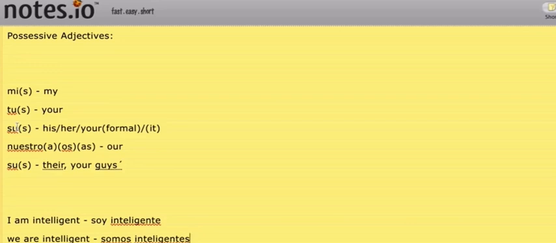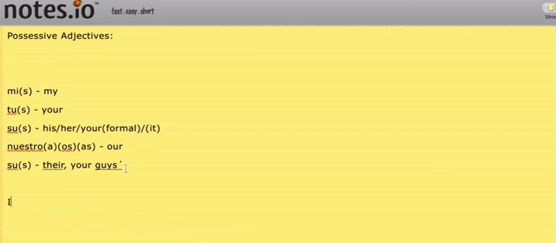So now let's look at an example of a possessive adjective being used. If I were to say, "it is my backpack," what we're going to do is we're going to say es, it is mi mochila. But if I were to say, "they are my backpacks," say son, and then now that I've made mochilas plural, we're going to have to say mis mochilas.